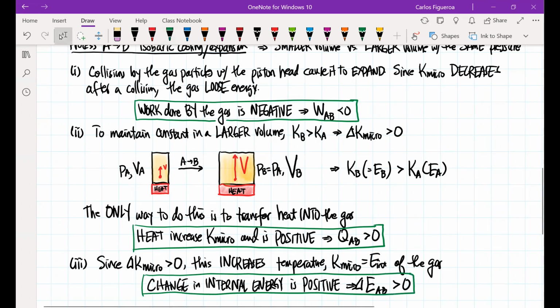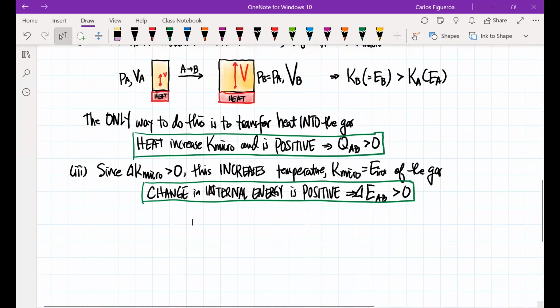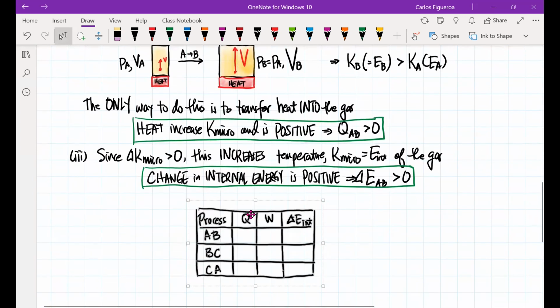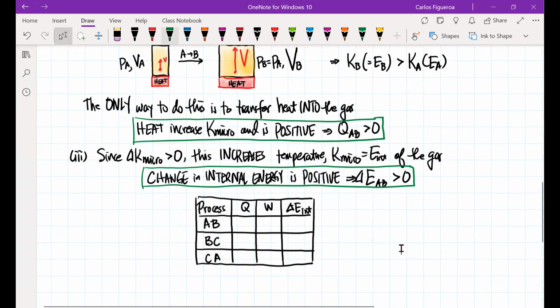So if I look at my table, let me see if I still have that. Here it is. You can now see that this heat has to be positive. The work is negative because the gas lost kinetic energy, and this internal energy is positive as well.